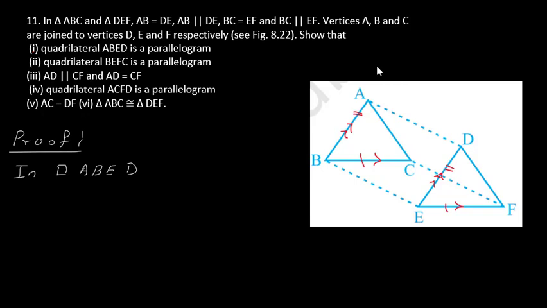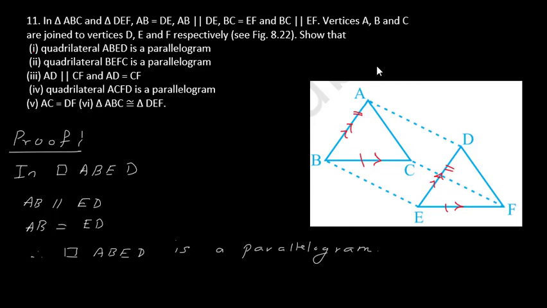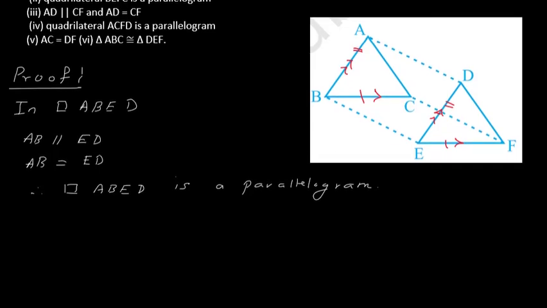In quadrilateral ABED, we have AB parallel to DE, and AB is equal to ED. So opposite sides are parallel and equal. Therefore, this quadrilateral ABED is a parallelogram. If you want, you can write the statement that if in a quadrilateral one pair of opposite sides is parallel and equal, it is a parallelogram.